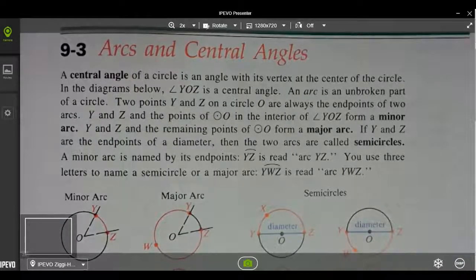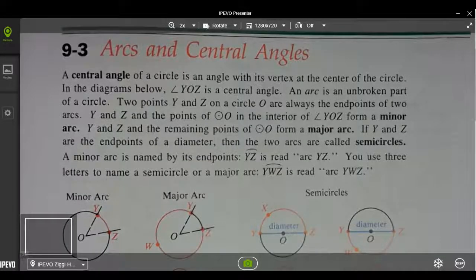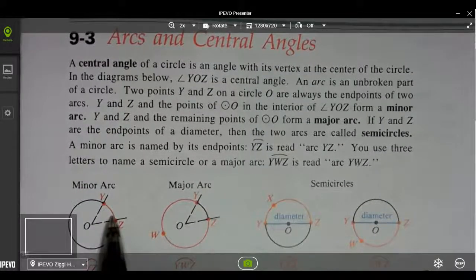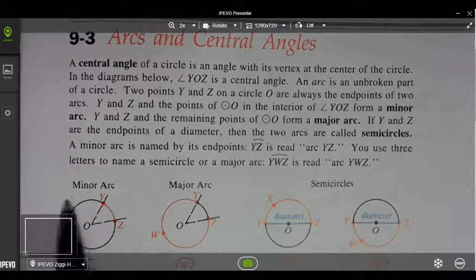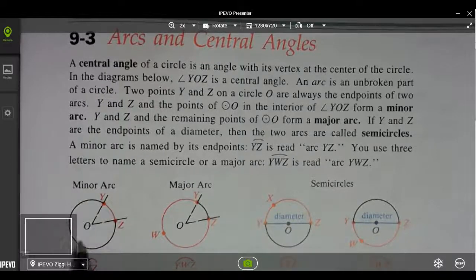Hello, welcome. In this video, we will study arcs and central angles. An arc is a part of a circle. Like here, the whole circle makes up the circumference, the distance around the circle. So a part of it, like YZ, is an arc. And if you go around, the remaining part of it is also an arc.